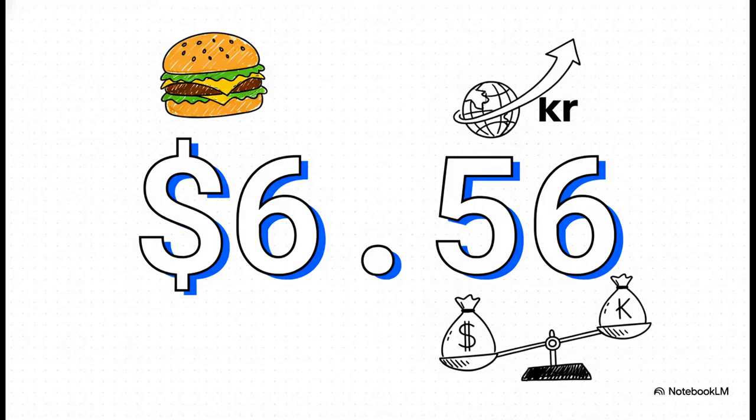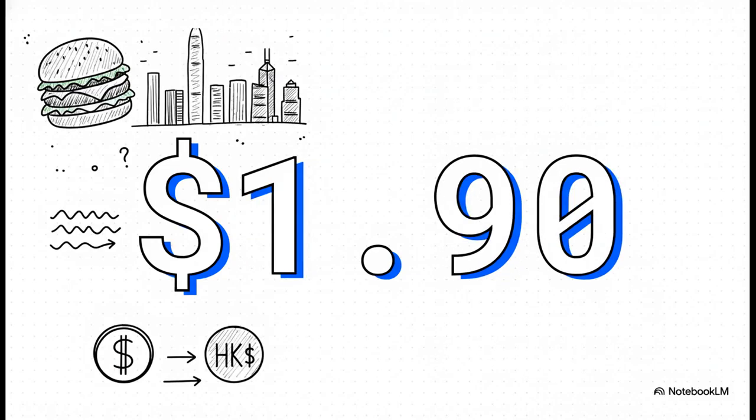According to the index, if you bought a Big Mac in Sweden and converted the price back to US dollars, it would cost you a whopping $6.56. What does that tell us? Well, according to the theory, it suggests the Swedish krona is overvalued compared to the dollar. Okay, now let's hop over to Hong Kong. There, the same burger costs the equivalent of just $1.90. So the theory would say the Hong Kong dollar is undervalued. Now, this is a really fun way to see the theory in action, but we have to admit it's not perfect.